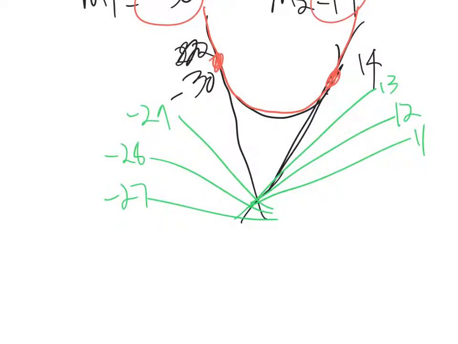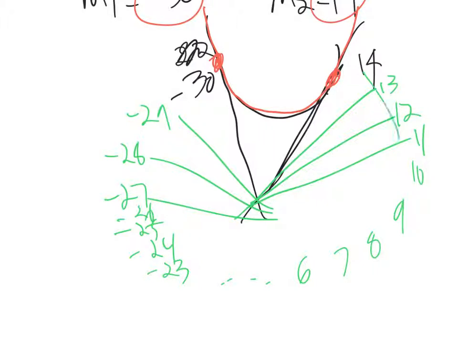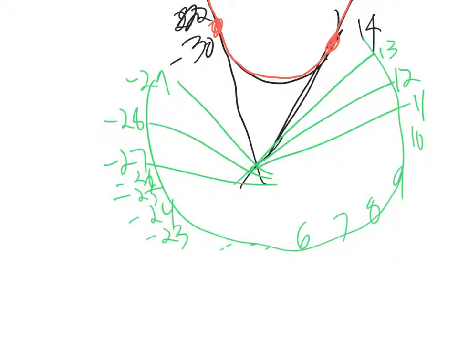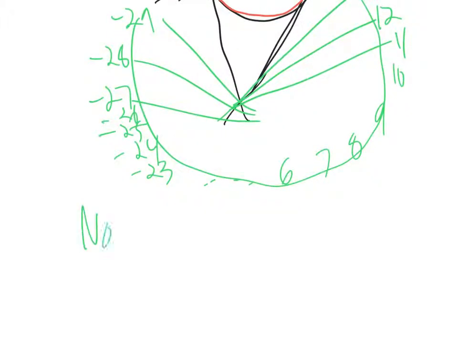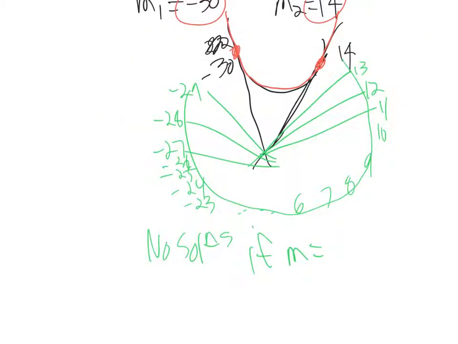So what is that number set? If I think about it, that number set, 11, 10, 9, 8, 7, 6, and so on, dot, dot, dot, negative 23, negative 24, negative 25, negative 26, you can see that it will go right around. So that's a number set that joins. So I get no solutions. So there are no solutions, or zero solutions, if m is in between these two numbers, as low as negative 30 and as high as 14. Okay, there are no solutions.